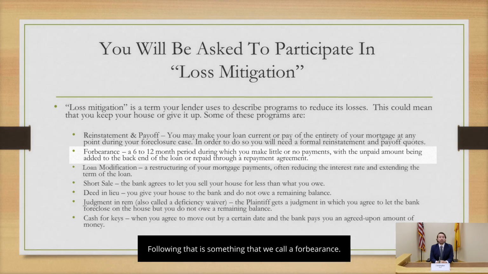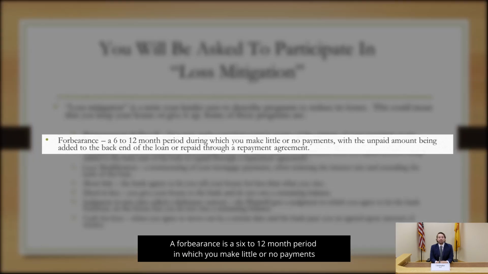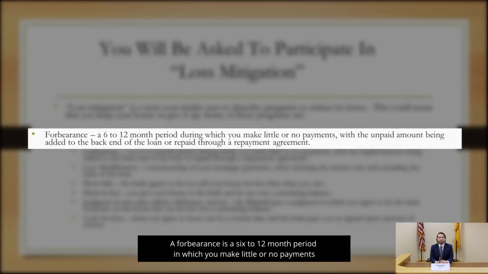Following that is something that we call a forbearance. A forbearance is a 6 to 12 month period in which you make little or no payments, with the unpaid amount either being added to the back end of the loan and repaid as a balloon payment, or spread out over a series of months and repaid through what's called a repayment plan.